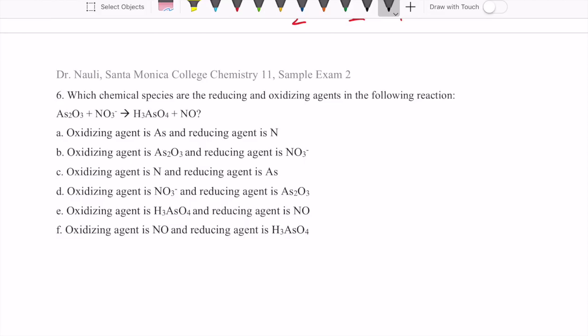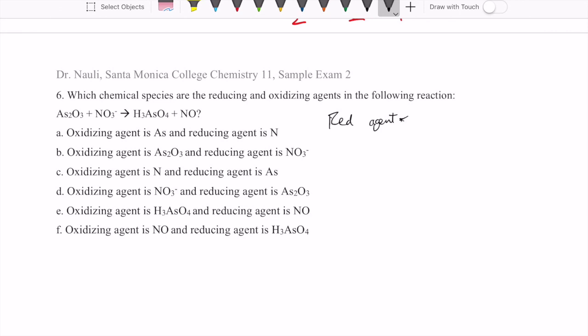Okay, let's take a look at Chem 11 sample exam 2 number 6 now. This one asks us to identify the reducing and oxidizing agent in the following reaction. And so for this question, you're going to need to remember your definition of reducing and oxidizing agent.